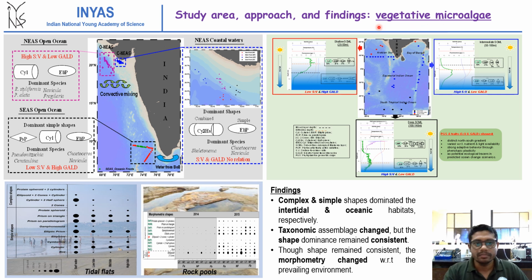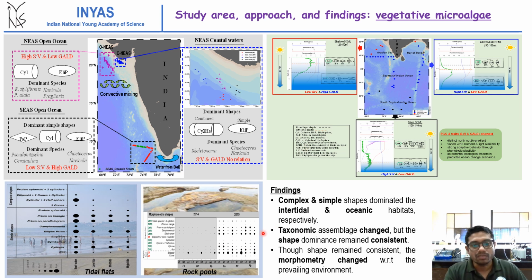In the case of the vegetative microalgae, I have studied them from the northeastern Arabian Sea and southeastern Arabian Sea, and from different subsurface chlorophyll maximum layers forming at different depths like shallow, intermediate and deep from the entire Indian Ocean. I have also studied them from the intertidal zone, from tidal flats and rock pools. Overall, the finding was that complex shapes were dominant in the intertidal region, whereas simple shapes were dominant in the oceanic region. Taxonomic assemblages changed greatly among all these habitats. However, the shape dominance remained the same.